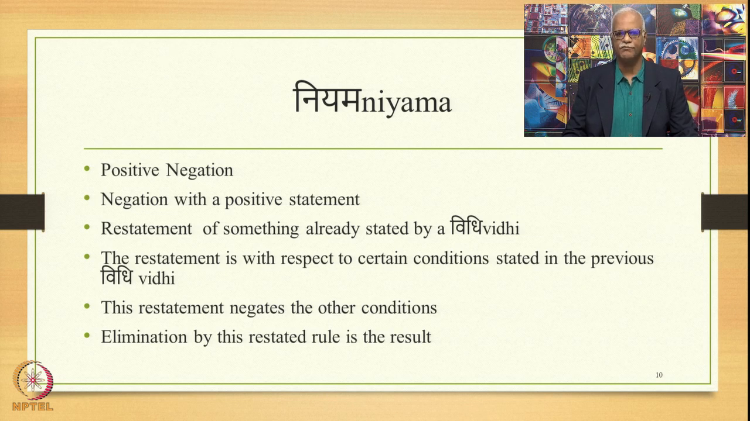What this is made up of is the following. It is a restatement of something that is already stated by a vidhi. What this restatement means is that the restatement is with respect to certain conditions stated in the previous vidhi. Then this restatement negates the other conditions. Thereby elimination by this restated rule is what is achieved. Therefore, by making a positive statement, the sutra achieves elimination or negation. This is what is called niyama, positive negation.